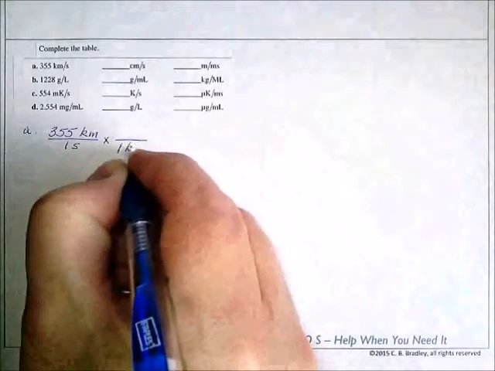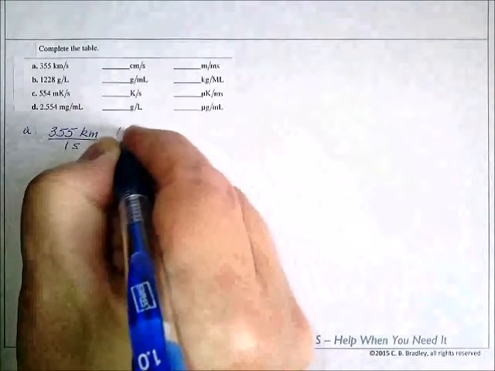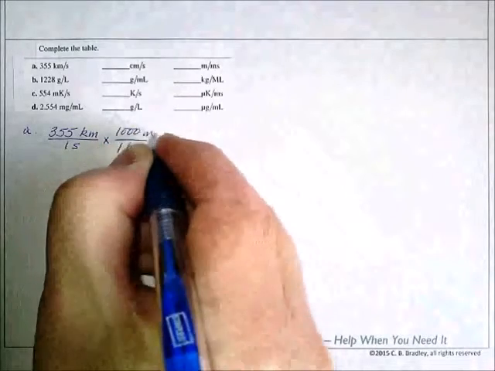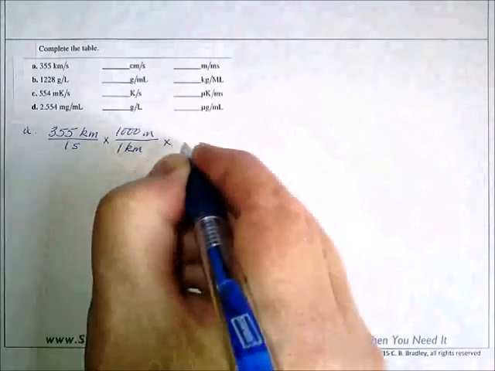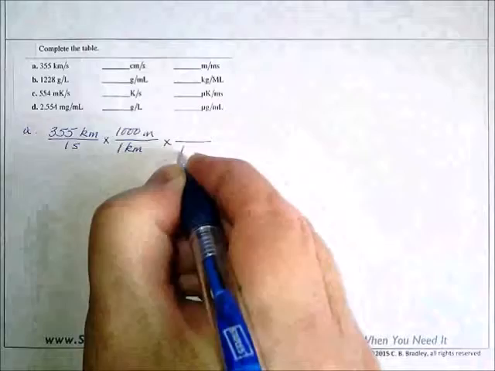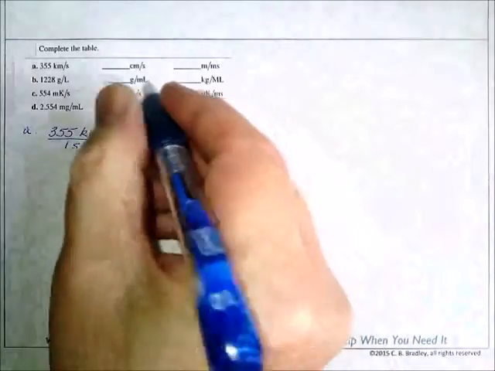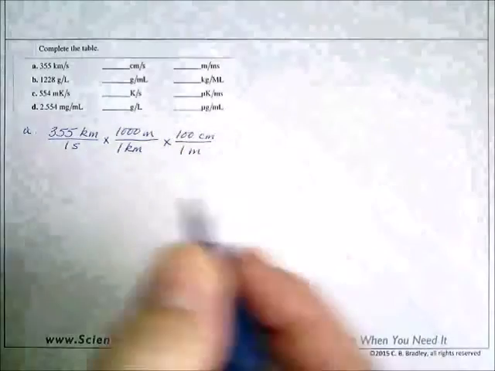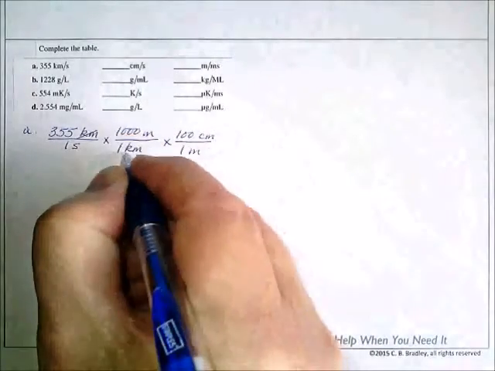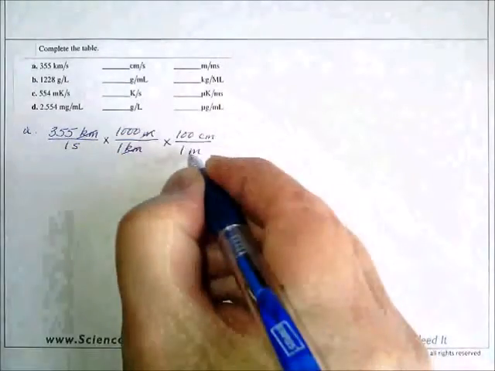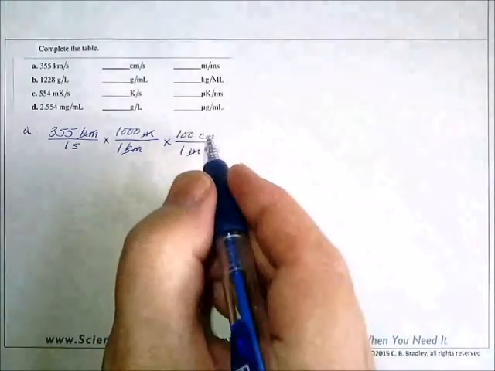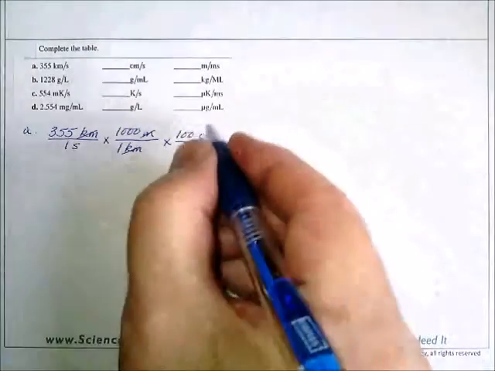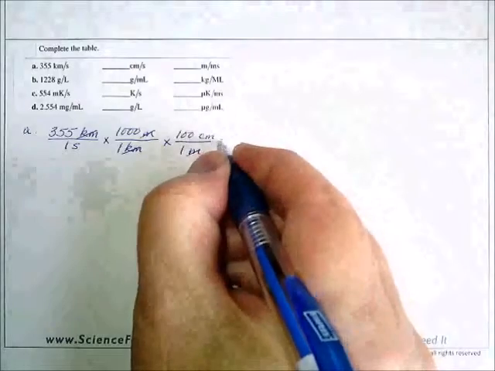1 kilometer is 1,000 meters, and 1 meter is 100 centimeters. Kilometers cancel, meters cancel, final units are centimeters per second, which is what we're after.